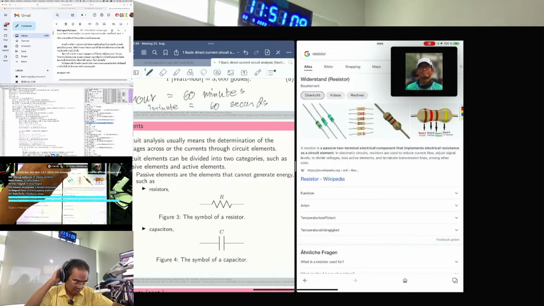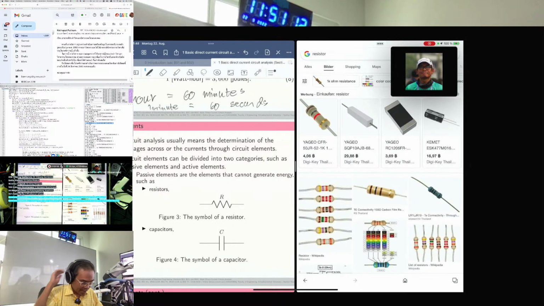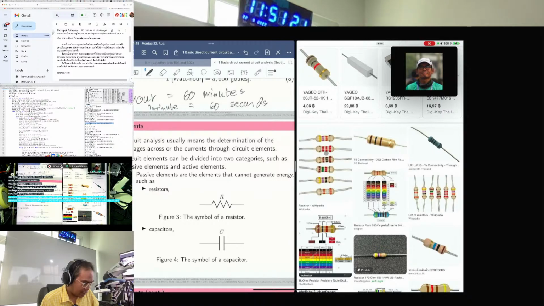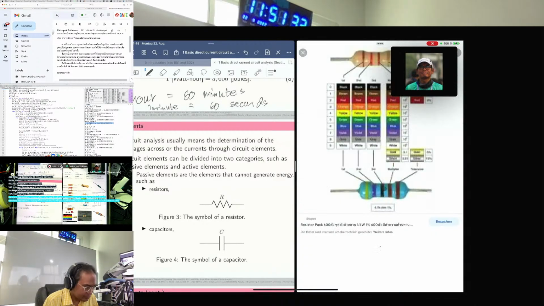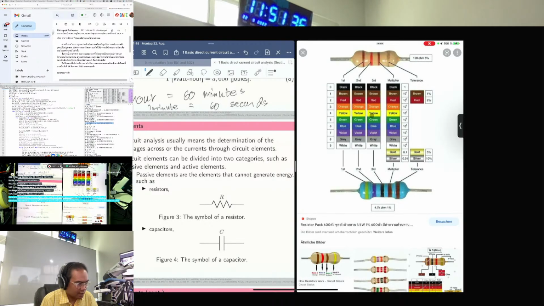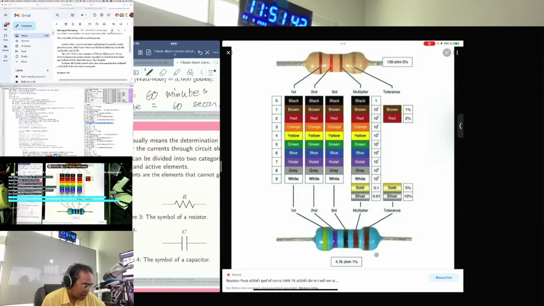This one, yeah, you have many kinds of resistor. The most convenient, the most general one is this resistor. Resistor has two ends. You can use any end for that. And the important thing about resistor is that there is a code, a format in order to get the value of the resistance of that resistor.